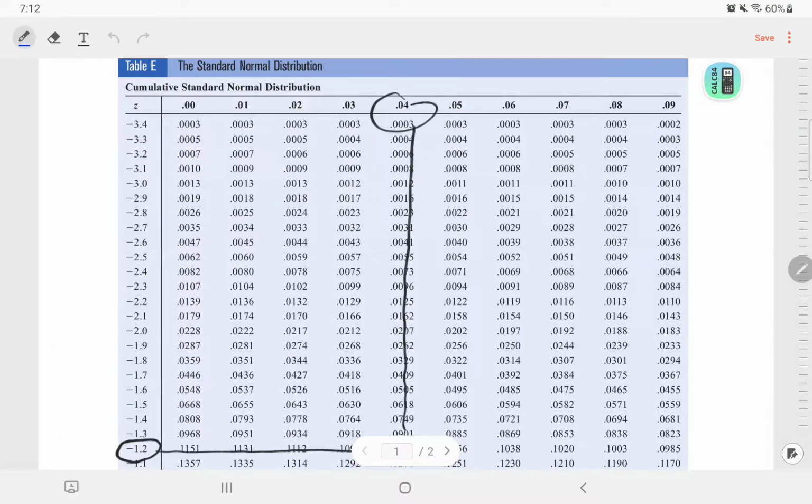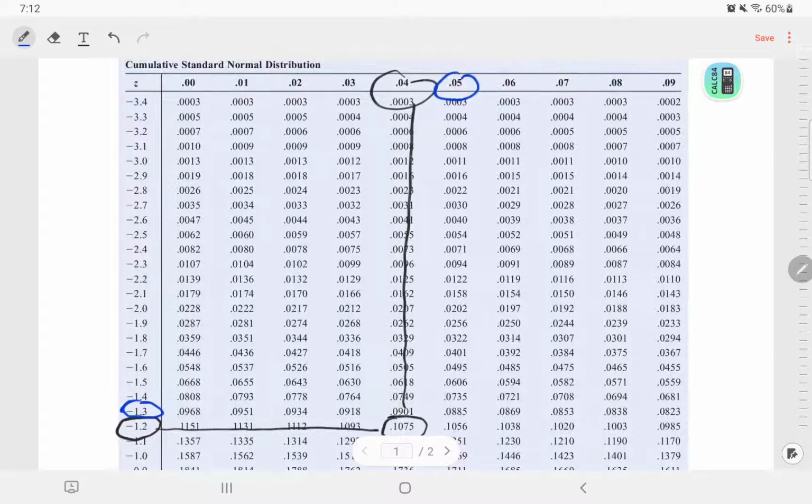Over to negative 1.35, negative 1.3. The 5 is there. Scroll up a little bit. That is going to be 0.0885.